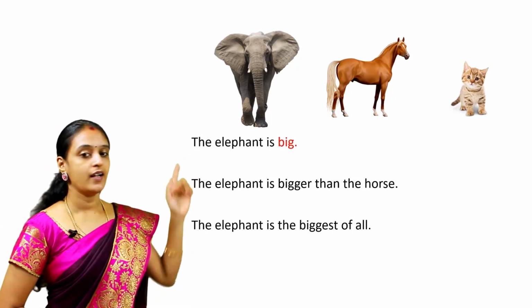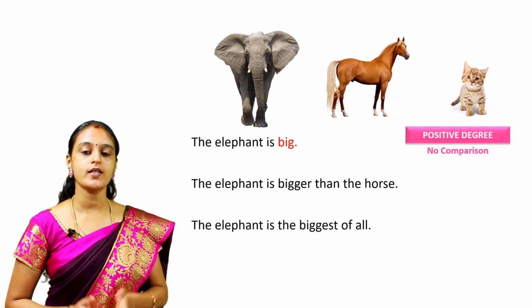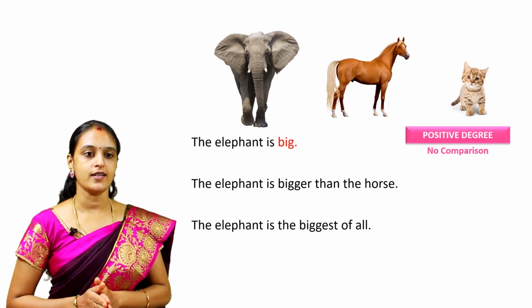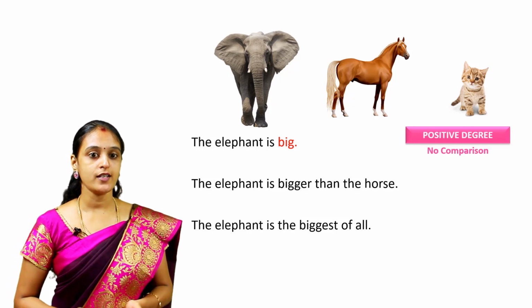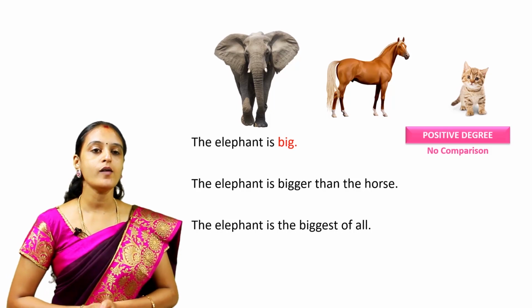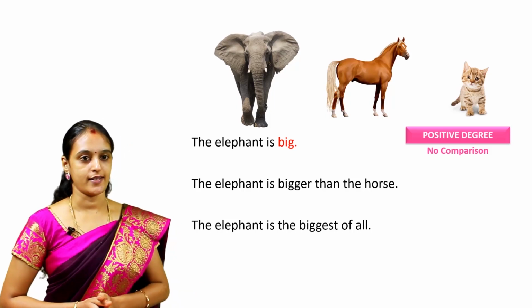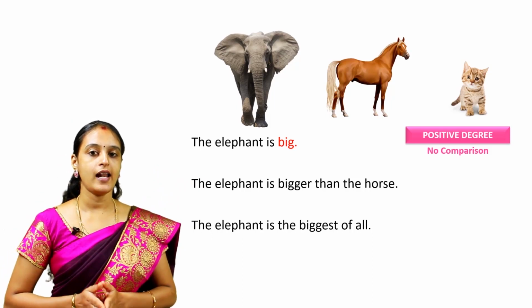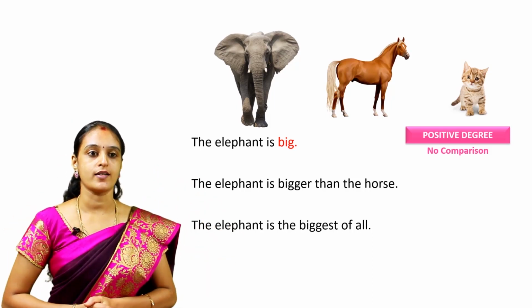Here, big is the adjective that denotes the positive degree. Here, no comparison is made. Thus, positive degree is used to refer to one object, person or place without any comparison. Now, look at the second sentence. The elephant is bigger than the horse.